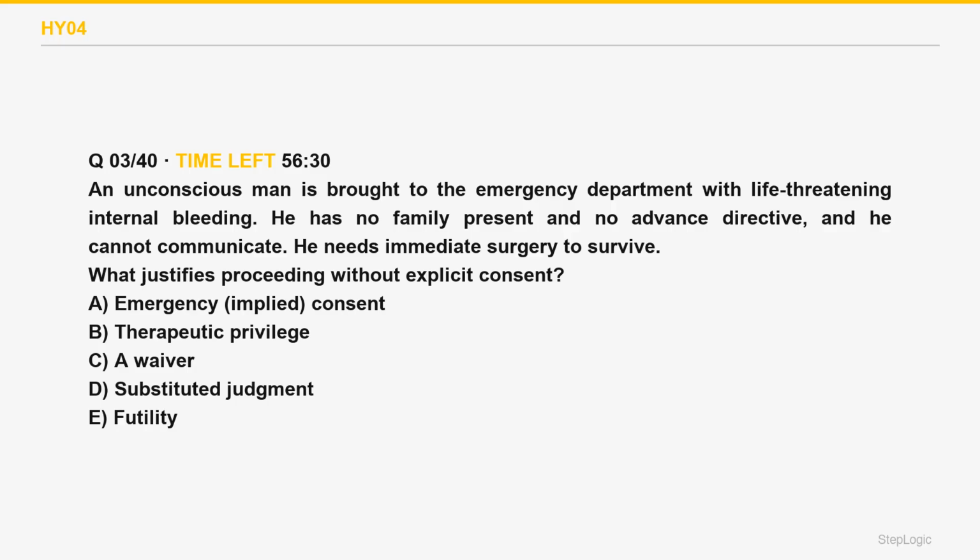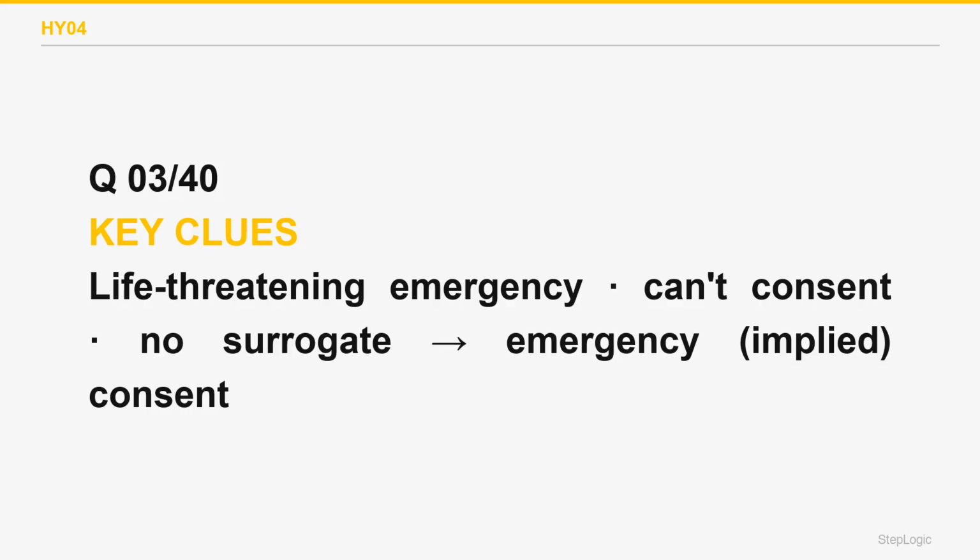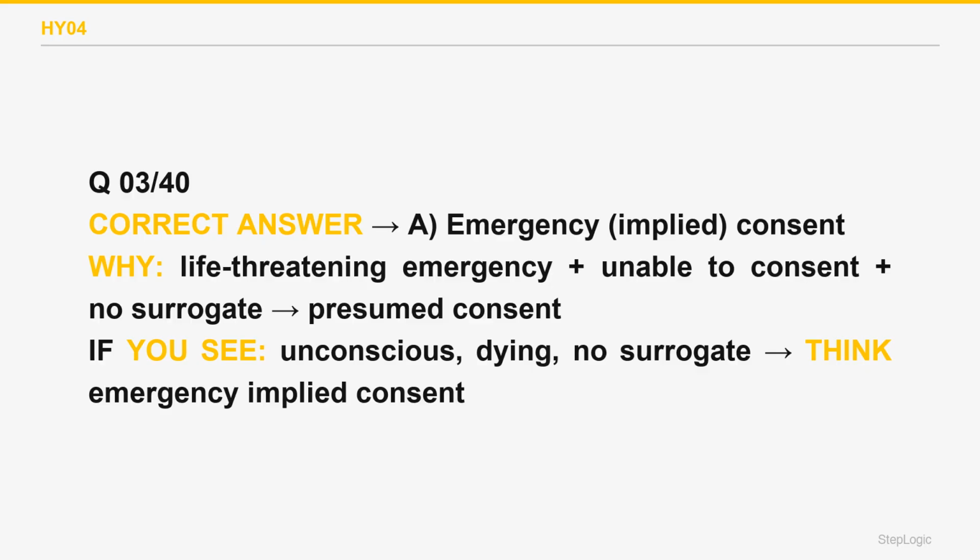In a life-threatening emergency, consent is implied. In a life-threatening emergency, when the patient cannot consent and no surrogate is available, consent is implied. We presume a reasonable person would want life-saving treatment. This emergency exception lets the team proceed immediately because waiting would cause serious harm or death. The correct answer is A.